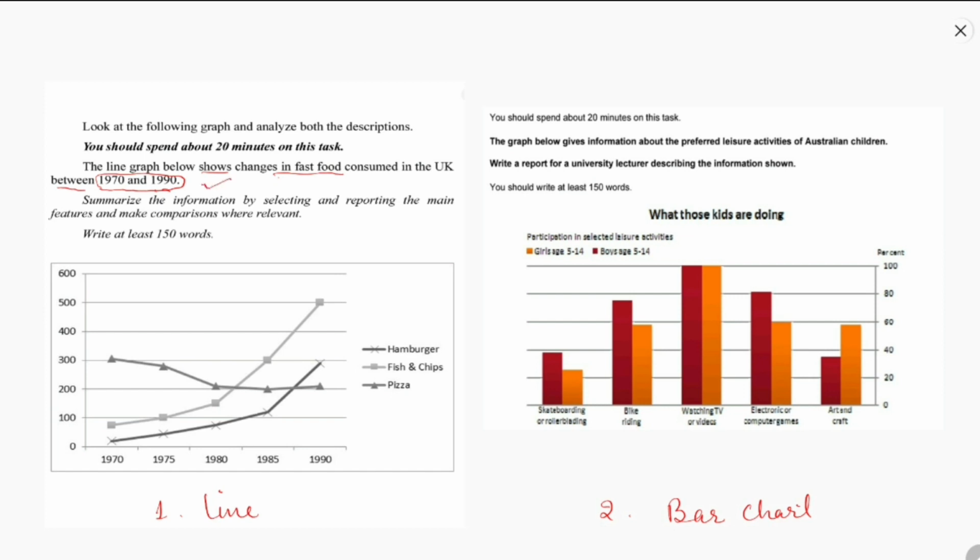So for a trend graph, we are required to write trend language. अगर हम बार चार्ट का टाइटल रीड करें, the graph below gives information about the preferred leisure activities of Australian children. Write a report for a university lecturer describing the information shown. तो यहाँ पे हमारे पास कोई टाइम पीरियड गिवन नहीं है, which shows that this type of chart is a comparative graph, right?